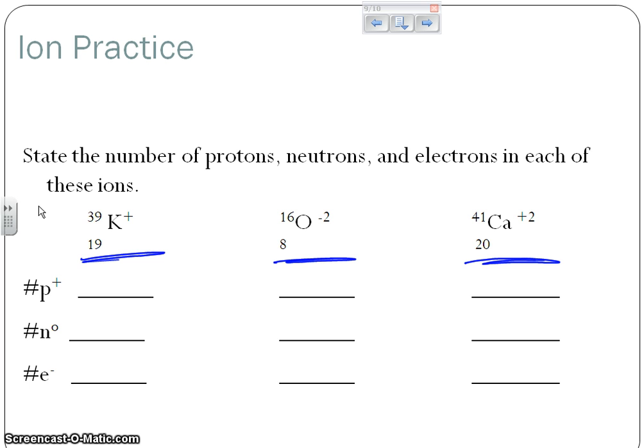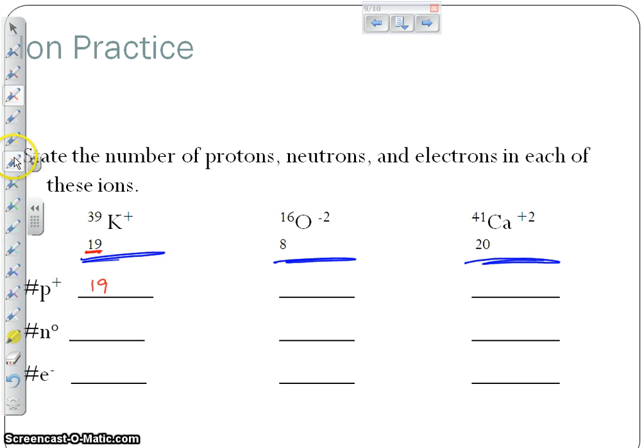If we look at potassium here, we've got 19 protons, as given right there. The neutrons are going to be 39 minus 19, your mass minus your protons, so we're going to be at 20. Your electrons are going to be based on the 19, but you know that this has a positive charge, so it's not really 19; we have 1 less, so it's going to be 18.